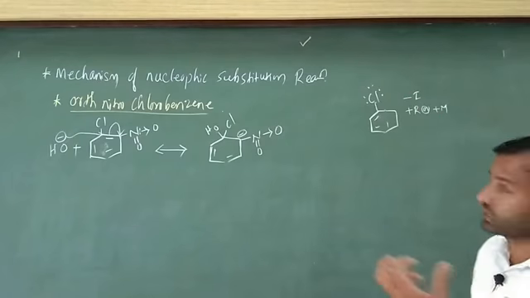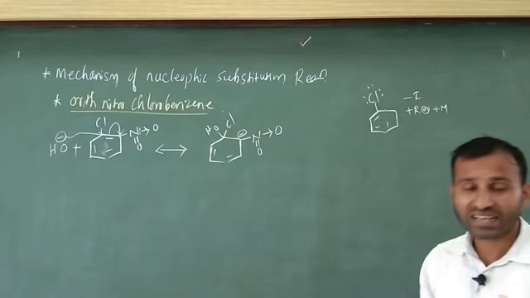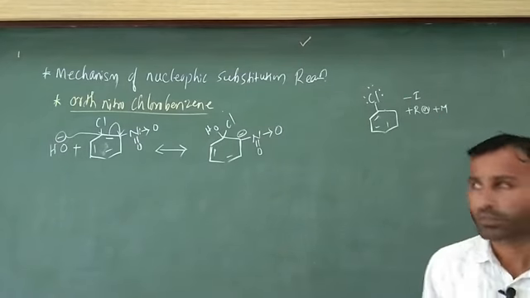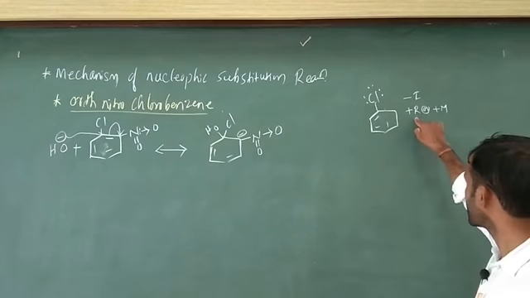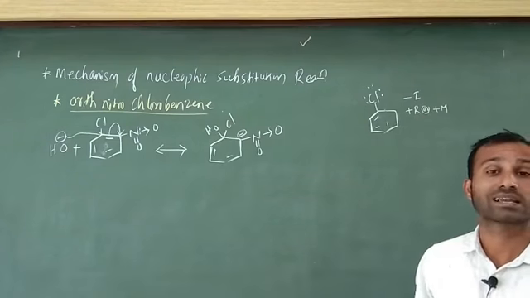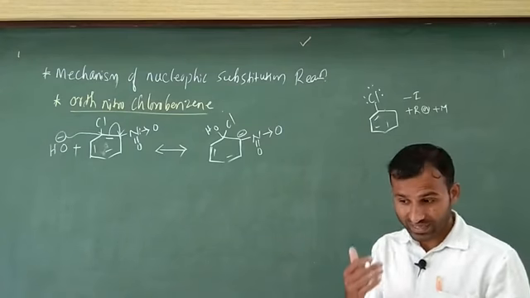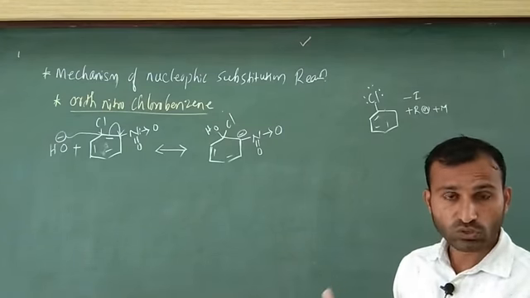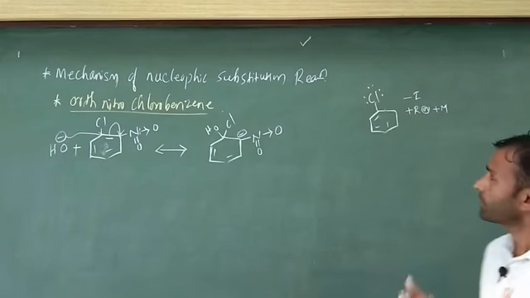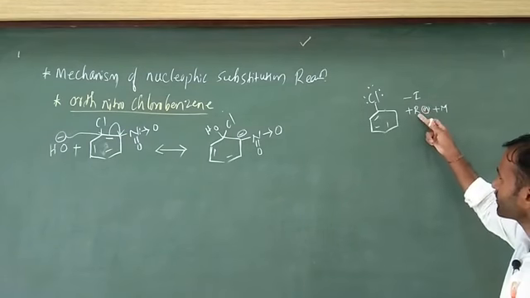Electron withdrawing. In this case, this Cl acts as an electron withdrawing group, but when +R is there, the Cl acts as an electron donating group. Some of the students are going to be confused. What exactly is the Cl? Does it act as electron donating or electron withdrawing? But in this case, −R is there, +R is there.